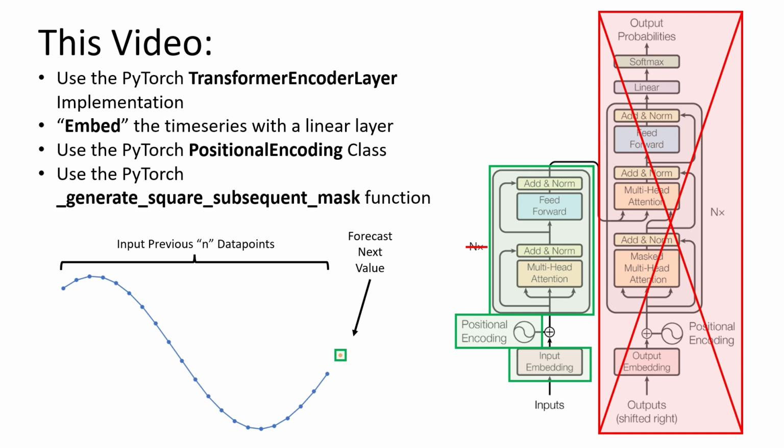And then in the previous video, I used a custom masking function to mask the data. In this video, I'll show how I used the official PyTorch masking function to perform masking. I wanted to combine these components so that I could use a full transformer encoder for this time series forecasting problem. And on the next couple slides, I'll explain in a little more detail how each component is implemented.